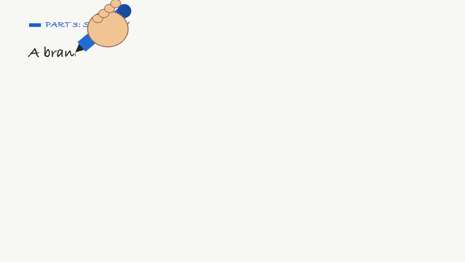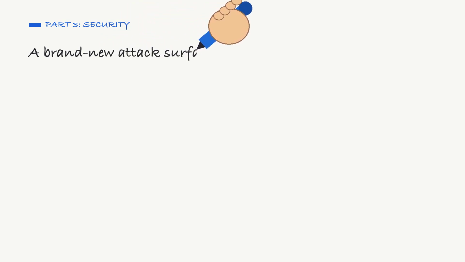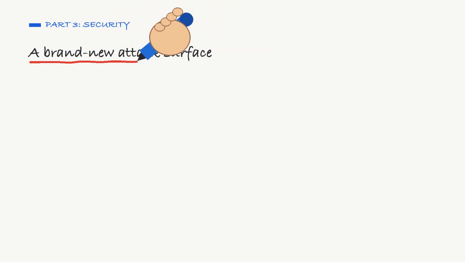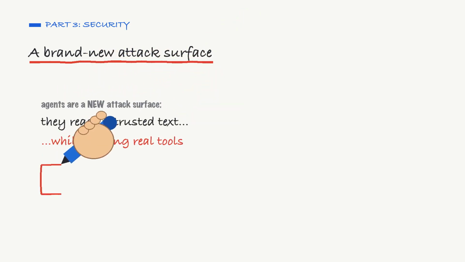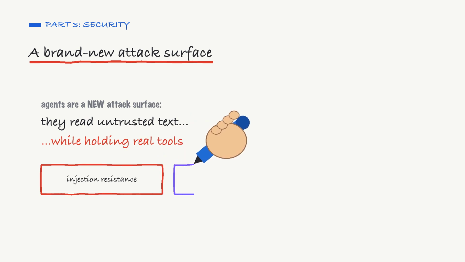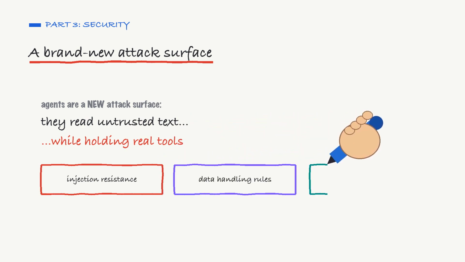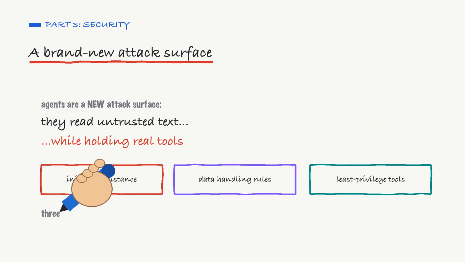Security posture. Here's what makes agents special and dangerous. They read untrusted text all day while holding real tools. That combination is a brand new attack surface. 3 habits cover most of it: prompt injection resistance, data handling rules, and least privileged tools. Let's take them in order.